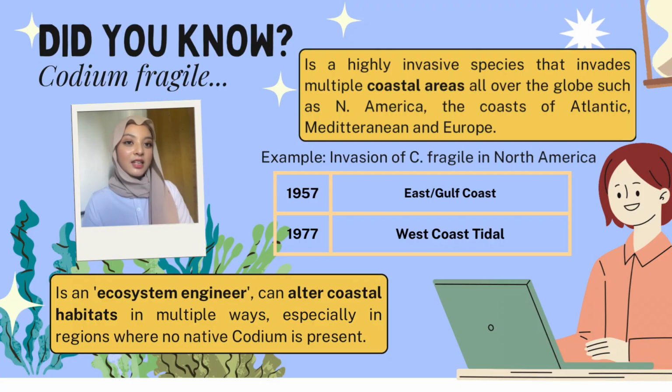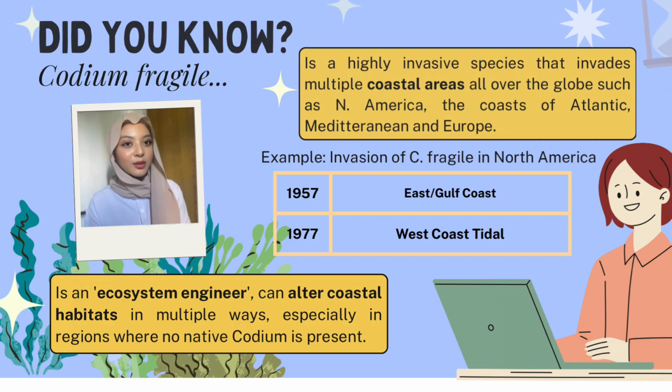Codium fragile is a highly invasive species that can invade multiple coastal areas all over the globe, such as Northern America and coasts of the Mediterranean, Europe, and the Atlantic. Beside me, we can see an example of the invasion of Northern America. It can be traced all the way back to 1957. In 1957, the invasive species was found on the east or Gulf Coast. In 1977, it was found on the west coast tidal. Next, Codium fragile is also an ecosystem engineer, where it can alter coastal habitats by its presence in multiple ways, especially in regions where there are no native Codium present.